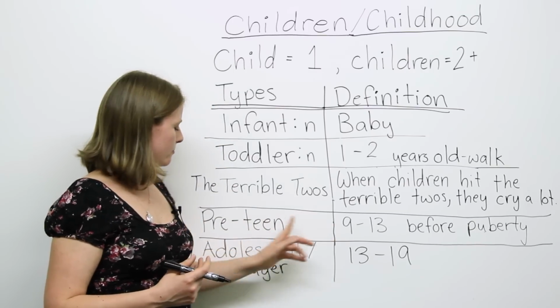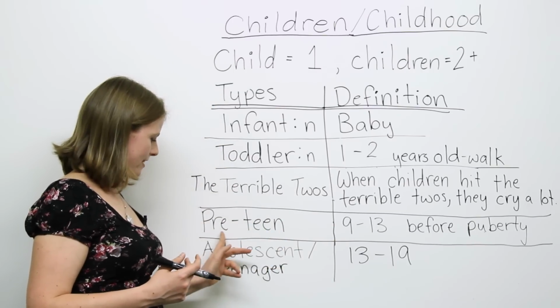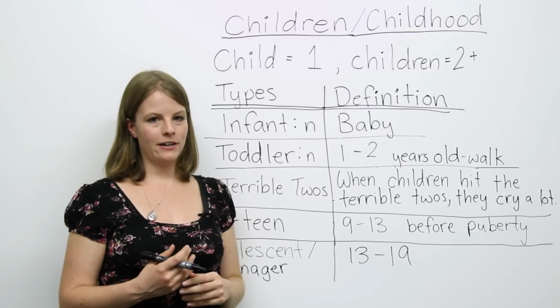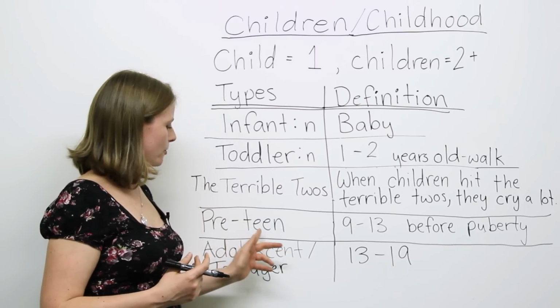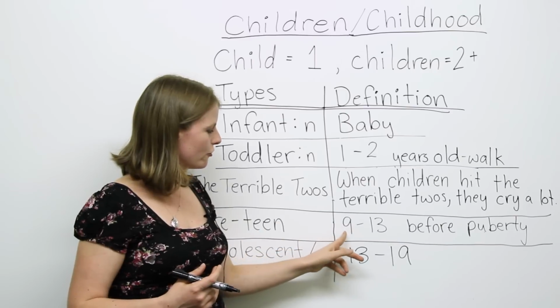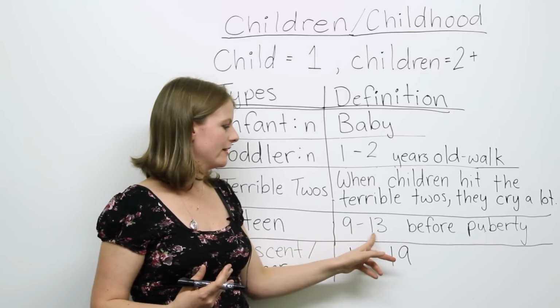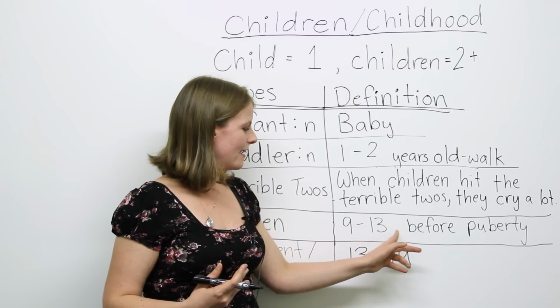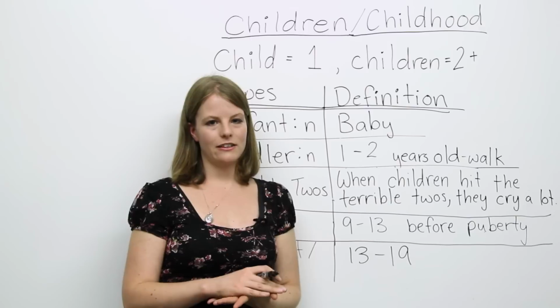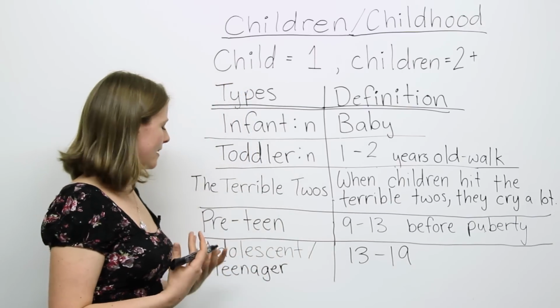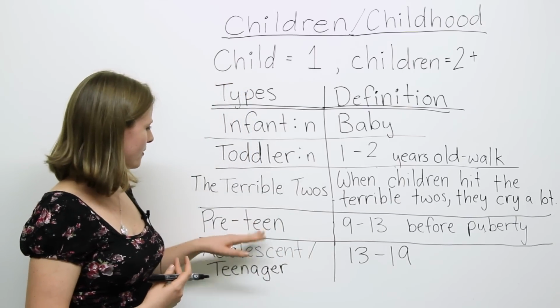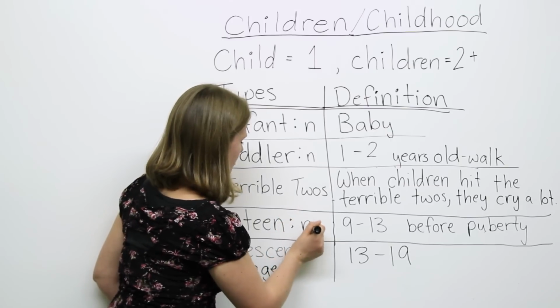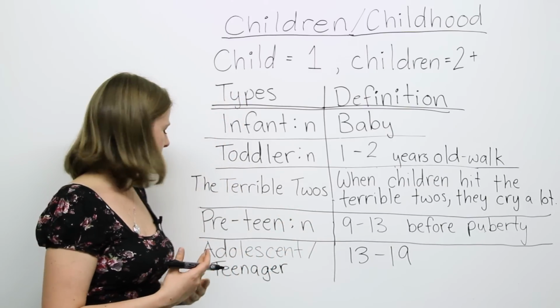So after that, we get to preteen. So pre means before. So before teenage years. This is usually between 9 to 13 years old. These are our preteens. And this is before a child hits puberty. So that's what preteen means. This is also a noun. We're talking about a person.